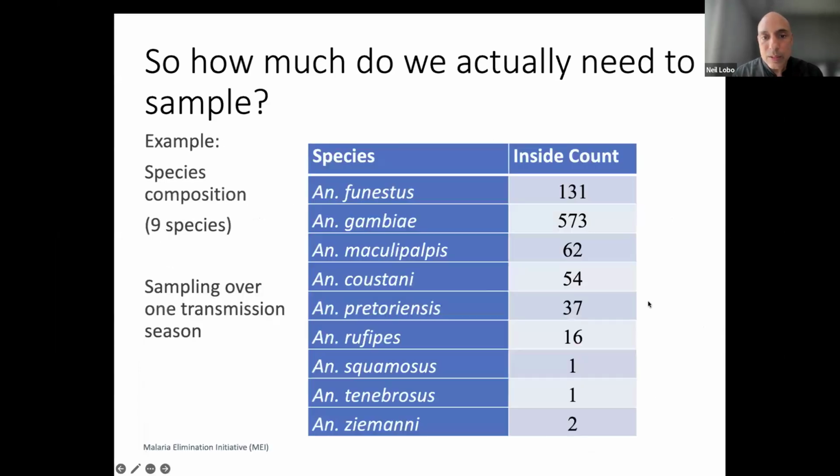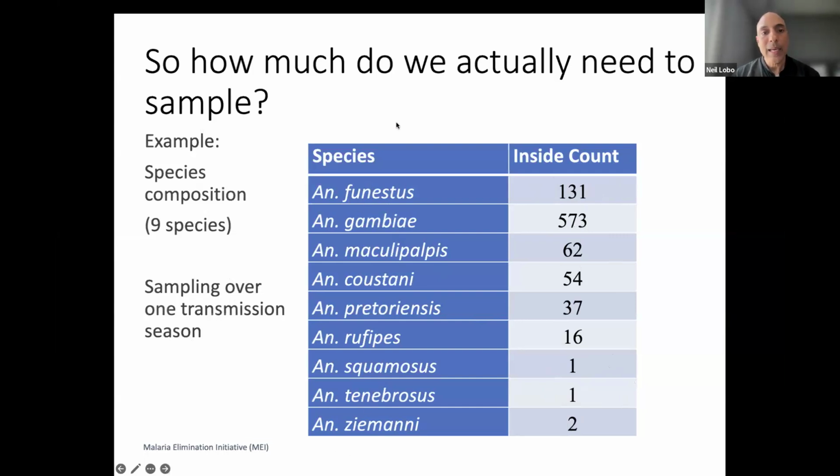So the next slide, hopefully looking at it a different way, shows mosquito species compositions from a site in Mozambique. How many species did we get? We got 9 species here, and different numbers of each species, 131, 573. And there's only 1 squamosus and 1 tenebrosus, right? Now, this is over 1 transmission season. This is the number of mosquitoes we got.